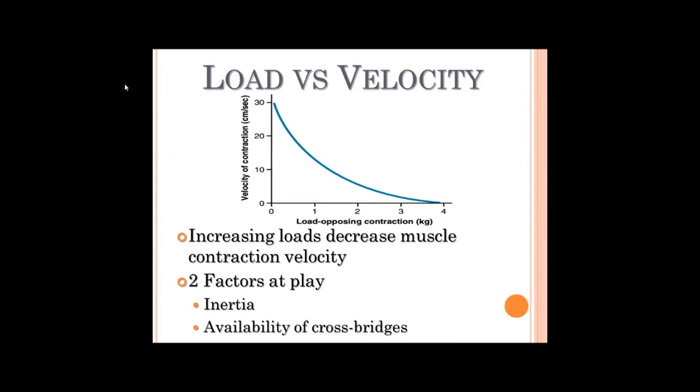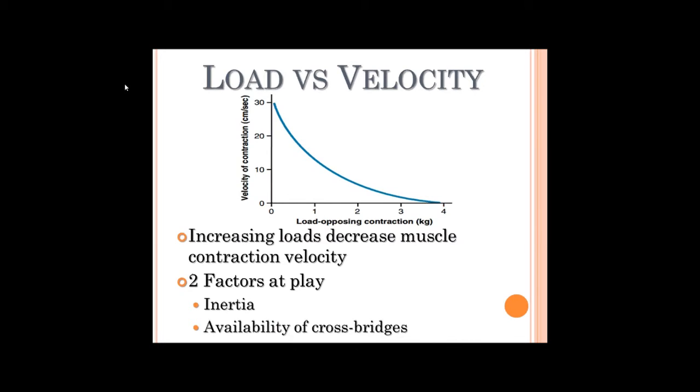Now let's take a look at how load affects the muscle's contraction velocity. Now, we know that increasing the load decreases the muscle contraction velocity. Now, you may be saying, but Zach, isn't that common sense? Well, you might be right. But there's actually 2 factors at play here. The first factor is inertia. The second factor is the availability of the number of cross bridges.